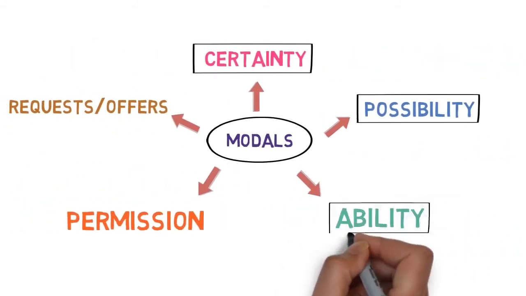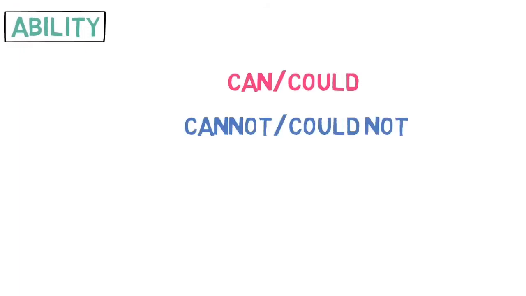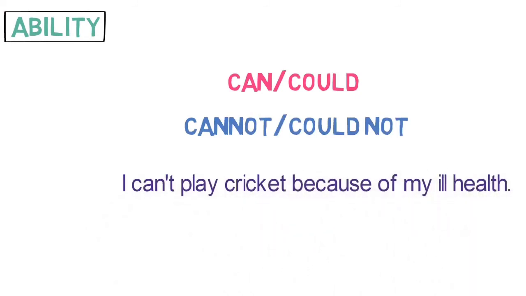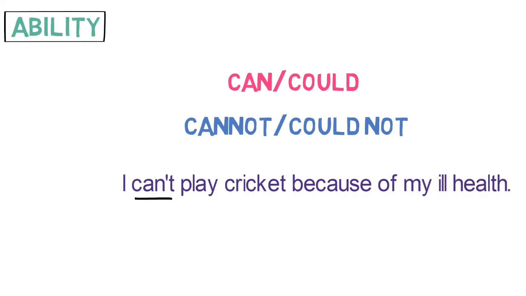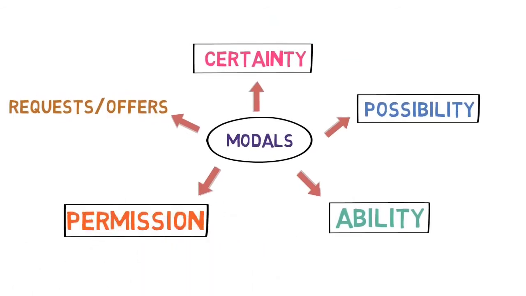Now we are going to see the ability. So he can write with both hands. We can use "can" or "could" for that, and "cannot" or "could not." So I can't play cricket because of my ill health. I can't play cricket because I don't have the ability to do that.